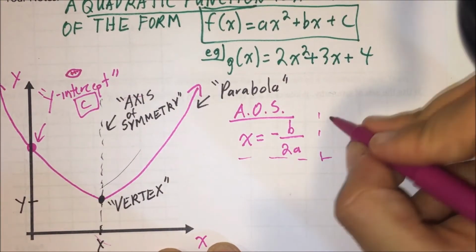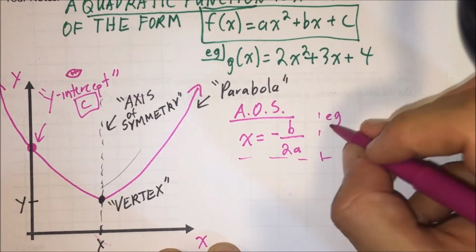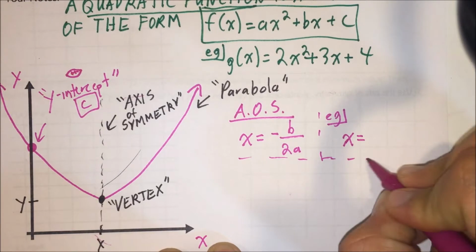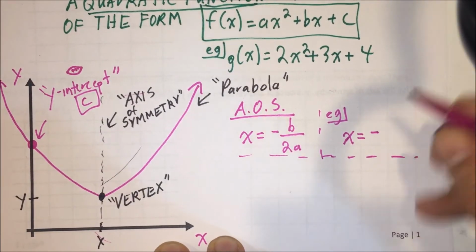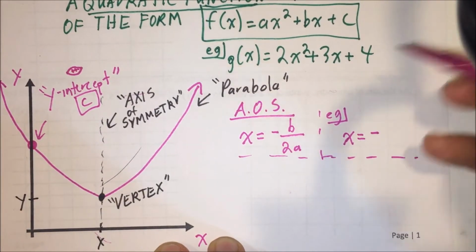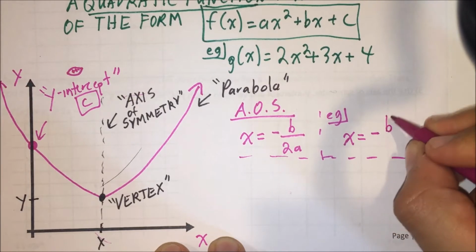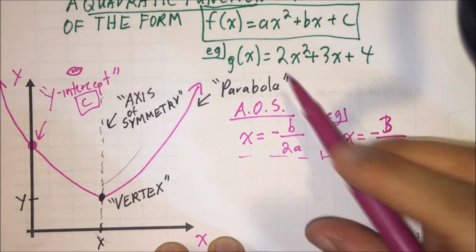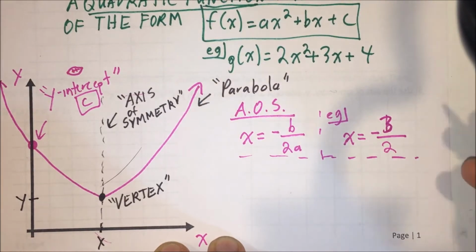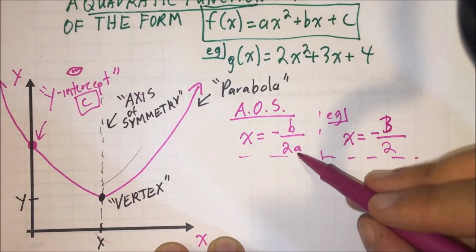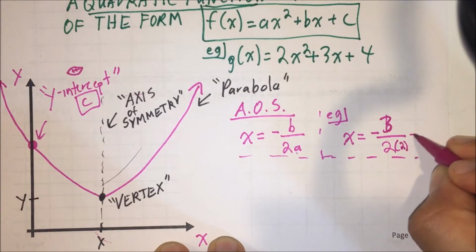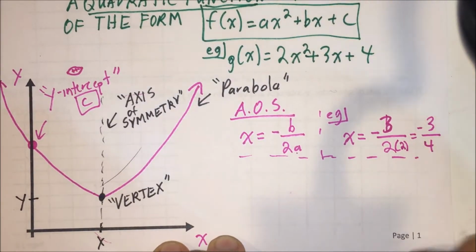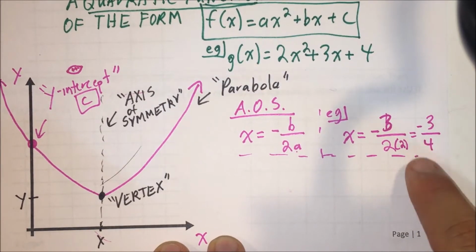Let me give you a quick example. Say we have this one up here and we're looking for its axis of symmetry. We say x is equal to negative, then we take the number b in front of the x, 3, over 2 times 2, which is 4. That's going to be negative 3 over 4. So the axis of symmetry would be at negative 3/4.